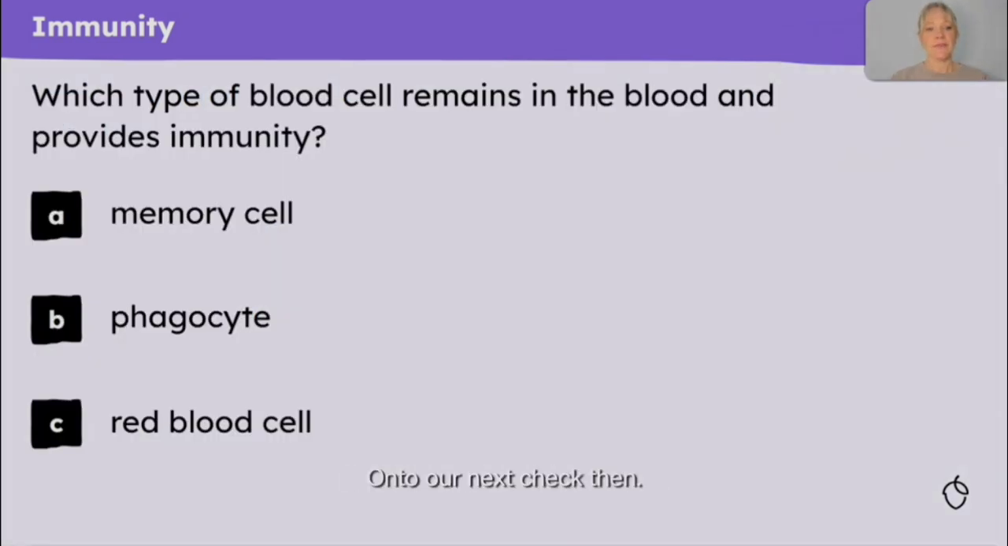On to our next check then. Which type of blood cell remains in the blood and provides immunity? A, the memory cell. B, phagocyte. C, red blood cell. I'll give you a moment to think about it, but if you need more time, please pause the video.